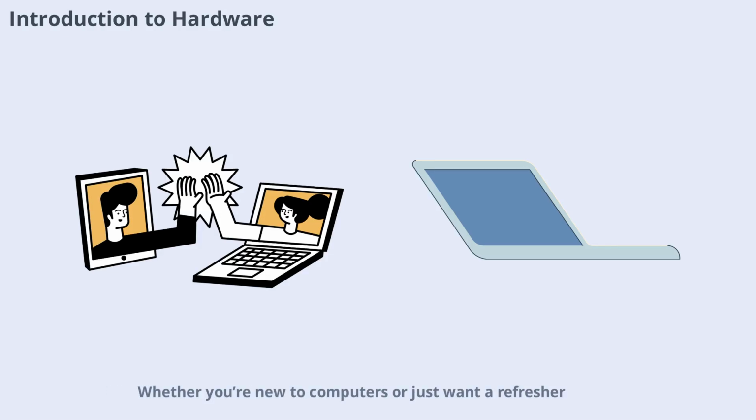Whether you're new to computers or just want a refresher, understanding hardware is essential. Hardware refers to the physical components that make up your computer system. These are the parts you can actually touch, like the keyboard, monitor, or the internal pieces inside the case. Throughout this video, we'll explore each major component, explain its function, and see how everything works together to make your computer run smoothly. Let's get started by looking at what makes up a typical computer.